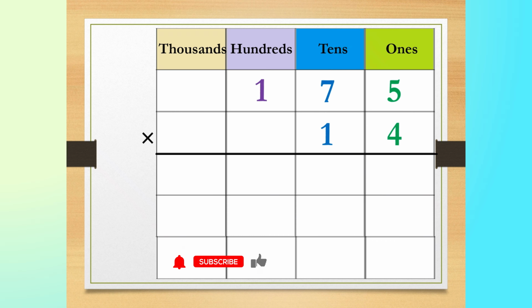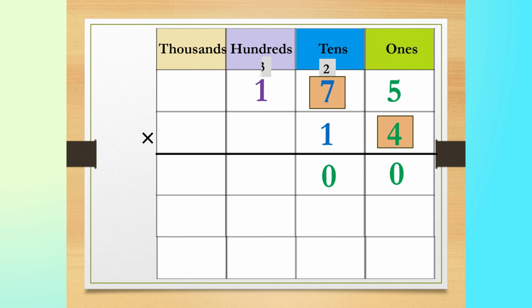175 times 14. Start multiplying from the ones place. 4 times 5 is 20. Write the 0, regroup the 2. 4 times 7 is 28 plus 2, 30. Write down the 0, regroup the 3. 4 times 1 is 4 plus the regroup 3, 7.